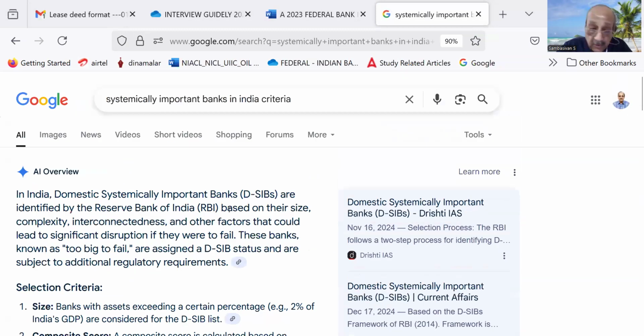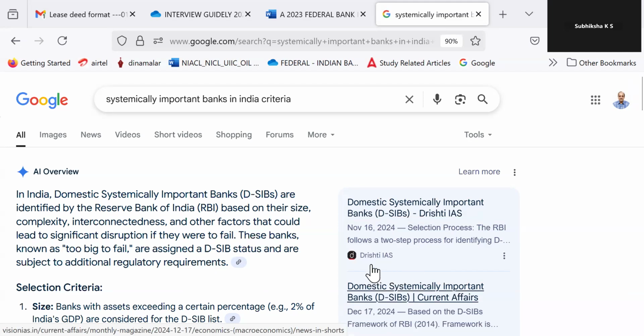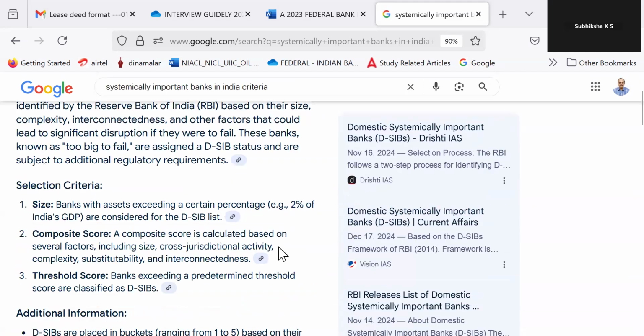Please read this also. What is your name? Subiksha. Please read. In India, domestic systemically important banks (DSIBs) are identified by the Reserve Bank of India (RBI) based on their size, complexity, interconnectedness, and other factors that could lead to significant disruption if they were to fail. These banks, known as too big to fail, are assigned a DSIB status and are subject to additional regulatory requirements.